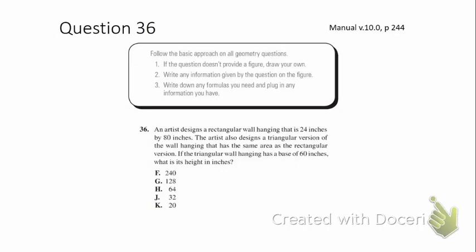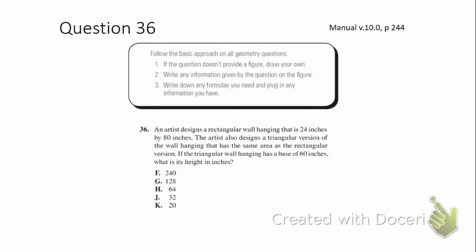So for this question, it says, an artist designs a rectangular wall hanging that is 24 inches by 80 inches. The artist also designs a triangular version of the wall hanging that has the same area as the rectangular version. If the triangular wall hanging has a base of 60 inches, what is its height in inches?